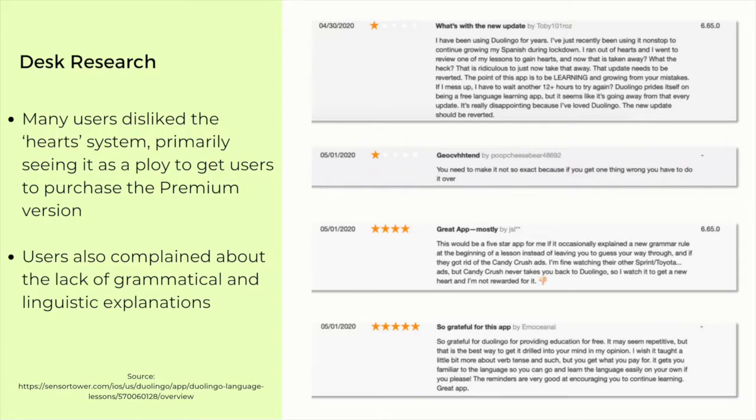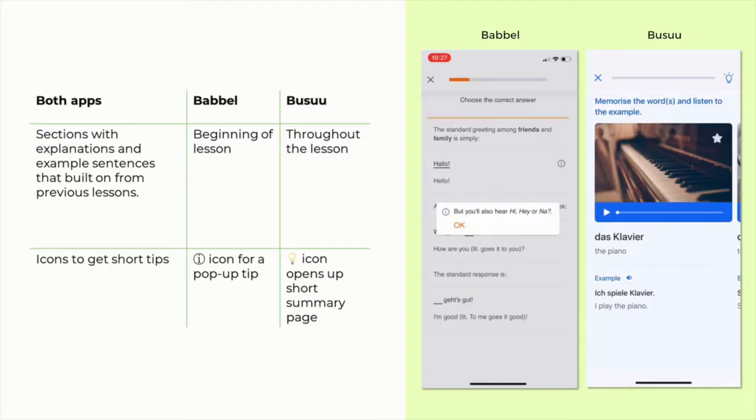To gain some context, I first read user reviews on Sensor Tower, which revealed that A, many users strongly dislike the live system, and B, users complained about a lack of linguistic explanations, therefore supporting my hunch. My landscape review of the apps Babbel and Busuu demonstrated that these key competitors of Duolingo both had specific sections in their lessons with explanations, and these built on from previous teachings. Both the apps also had icons that you could press for either a pop-up tip or a short summary.